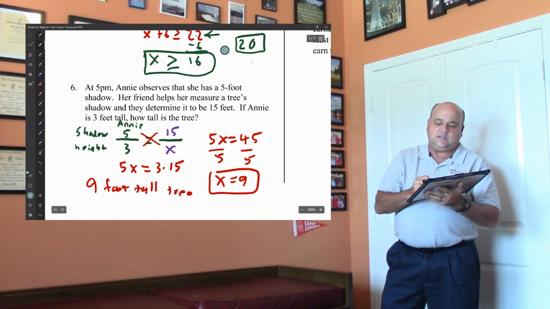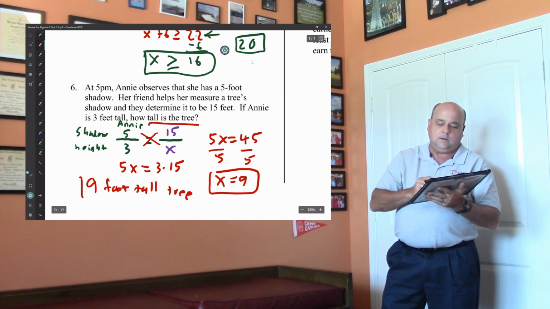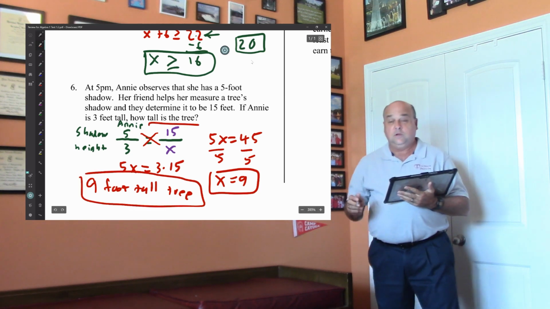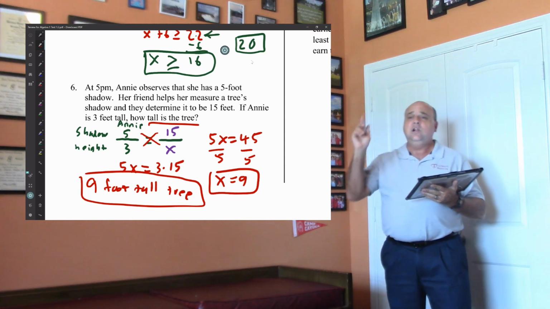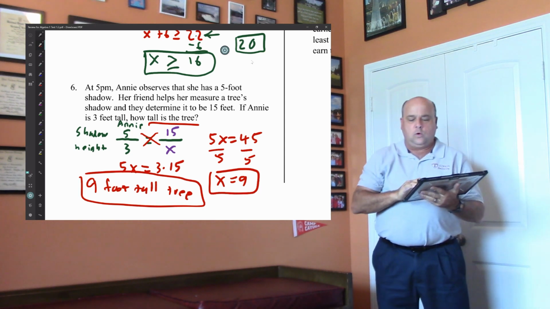So we have a tree that's 9 foot tall. That's what we want to know, isn't it? Which is not that big of a tree. Okay, let's continue on. We're rocking and rolling.